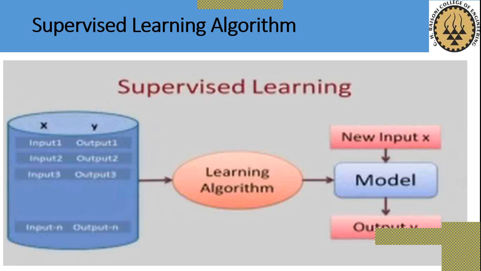And this dataset is given to the learning algorithm. This learning algorithm takes an input of x and y, trains the machine learning algorithm, and creates one model. When a new input is given to that model, the model has to take a decision and give the proper output.